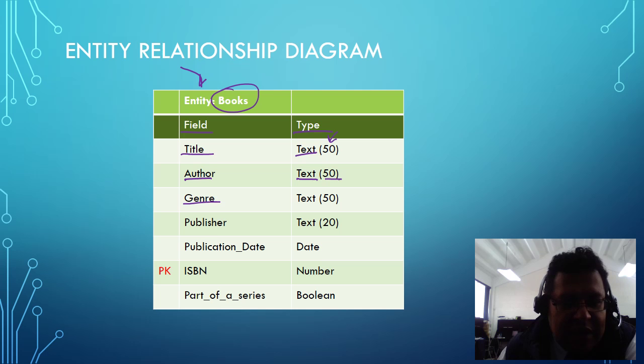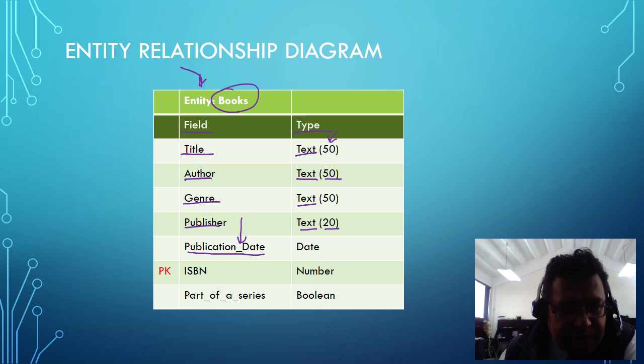Genre, it's text, and I could make this shorter because genres are not very long, but you know, just in case, I'm making it 50. Publisher, it's text, and publisher names are usually not very long, so I'm going to make it 20. All right. Publication date, and notice here that I am including an underscore.